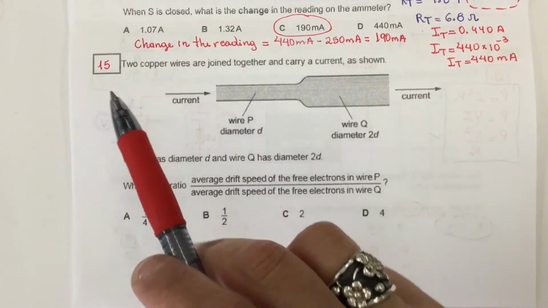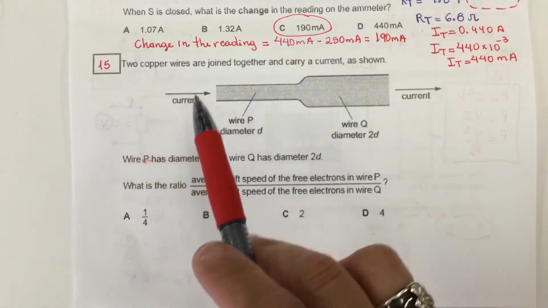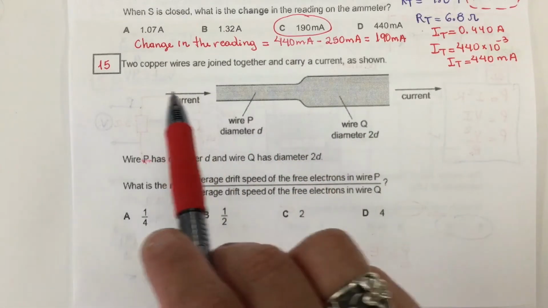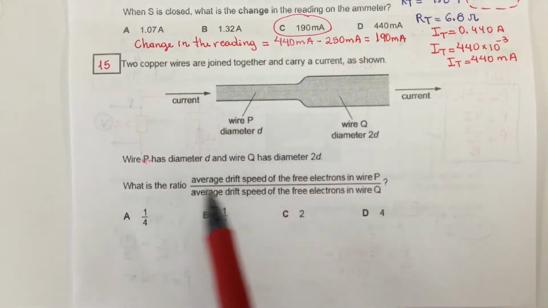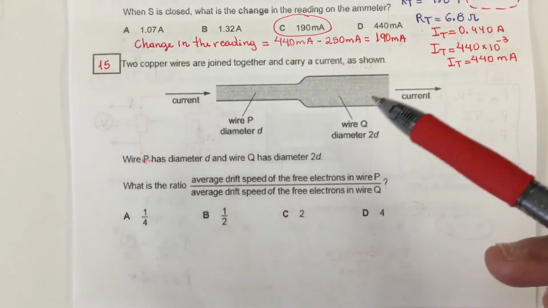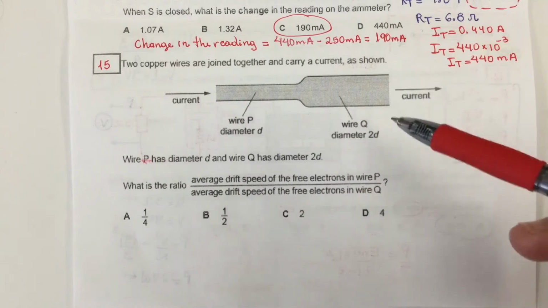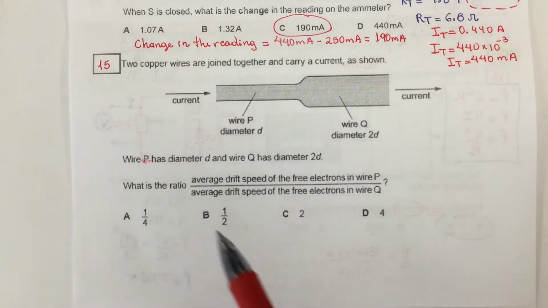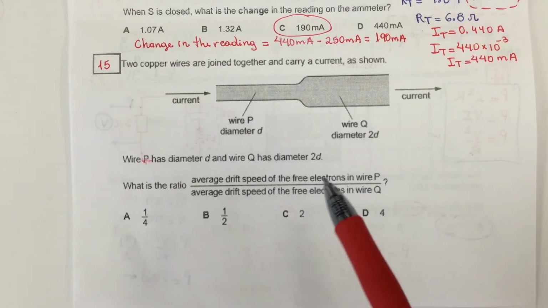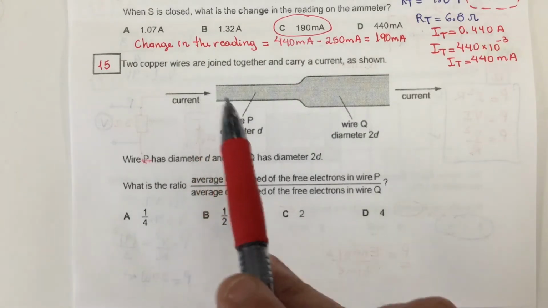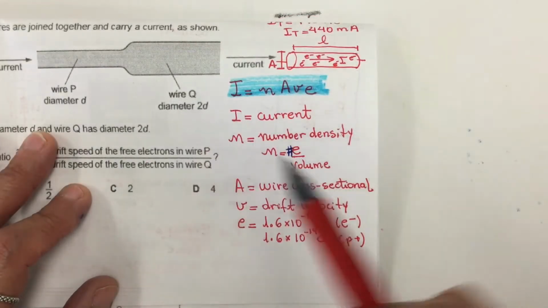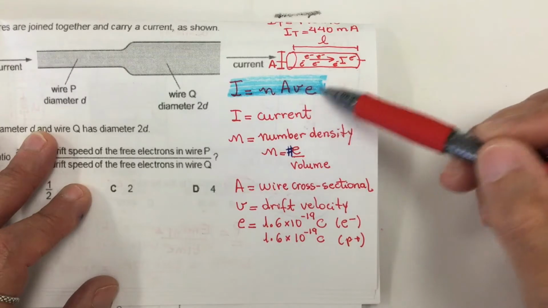Moving forward with question 15. Two copper wires are joined together and carry a current. So the current here is the same. Wire P has a diameter D and wire Q has a diameter 2D. What is the ratio between the average drift speed of the free electrons in wire P and in wire Q? So let's understand the formula variables.